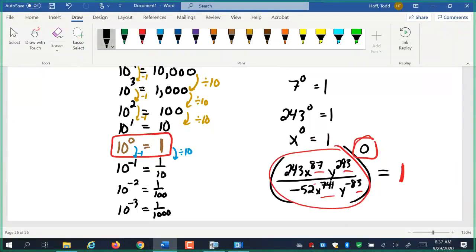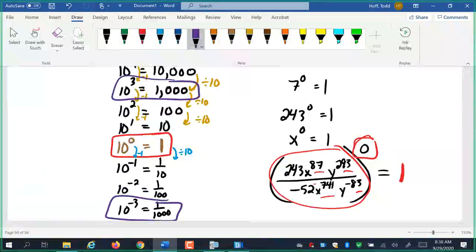And we can see there's actually a pattern developing here with the negatives. 10 to the negative 3 actually relates to 10 to the positive 3. It's just reciprocals. 10 to the negative 3 is just the reciprocal of 10 to the positive 3, or 1 over 10 to the positive 3.